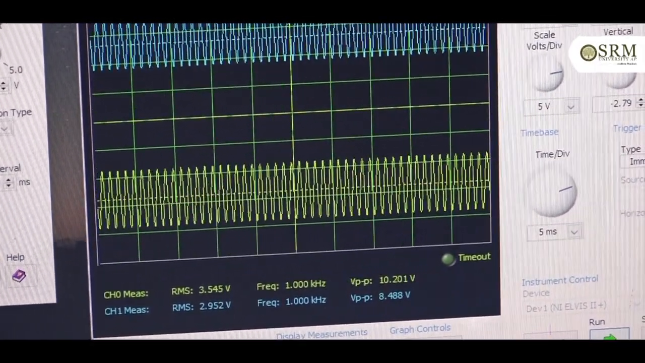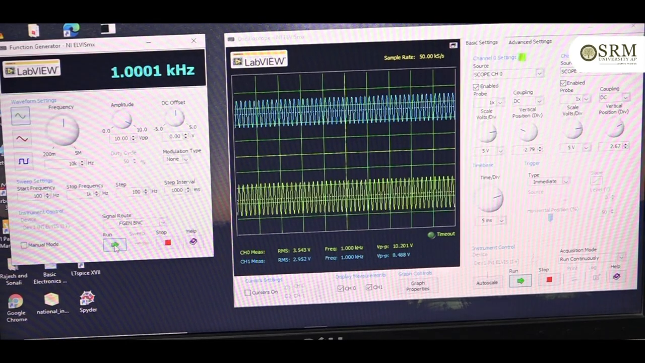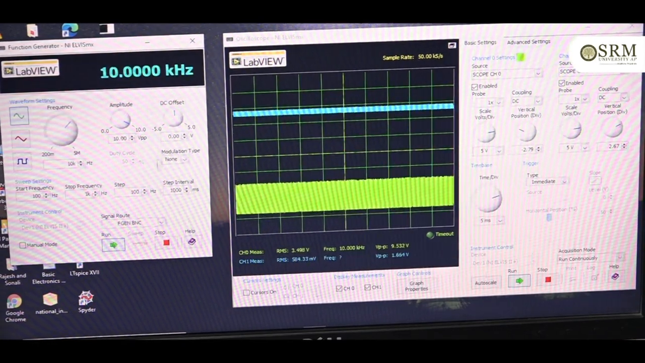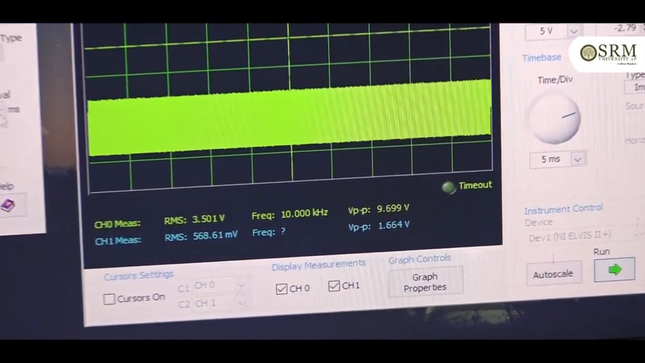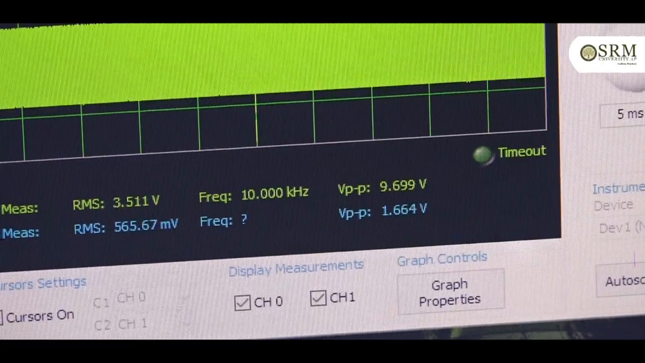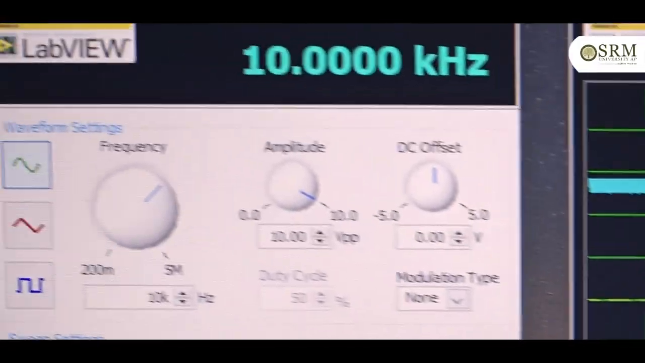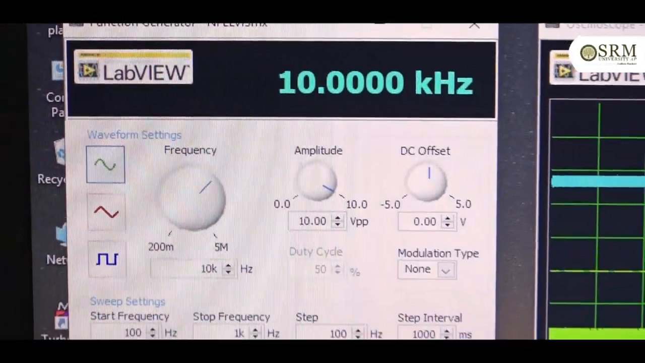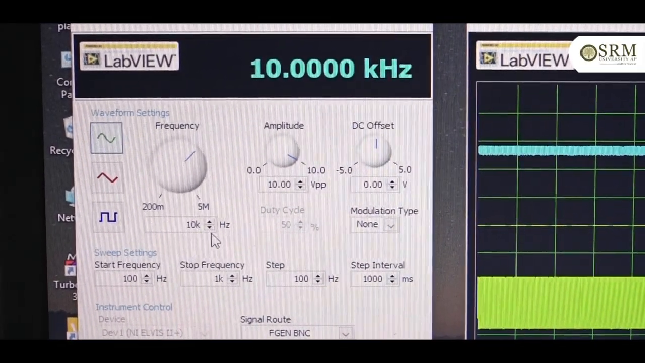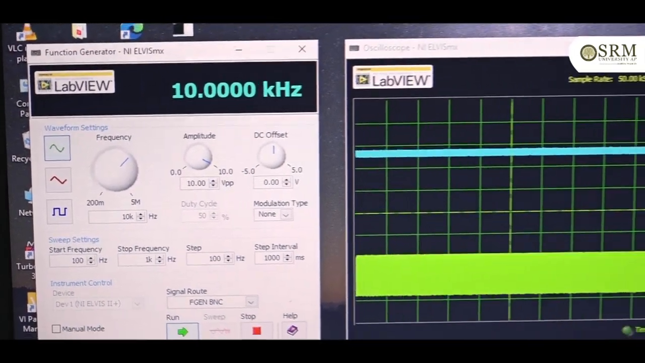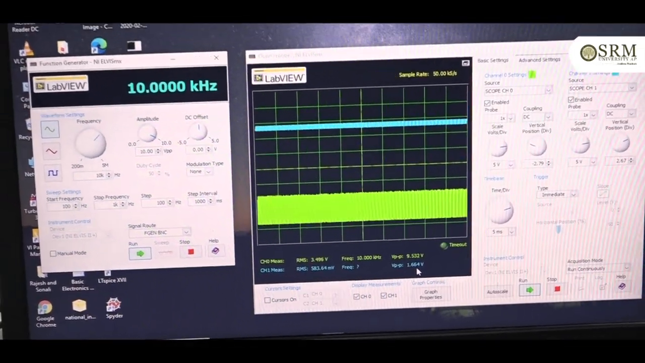Next, we can give 10 kilohertz. With 10 kilohertz applied, 10 volts peak to peak, the input voltage is 9.3 volts and the output is negligible, only 1 volt. Here 10 kilohertz is a high frequency. The low pass filter allows only low frequencies. We are applying 10 kilohertz, which is a high frequency, so the output gets only 1 volt of amplitude.